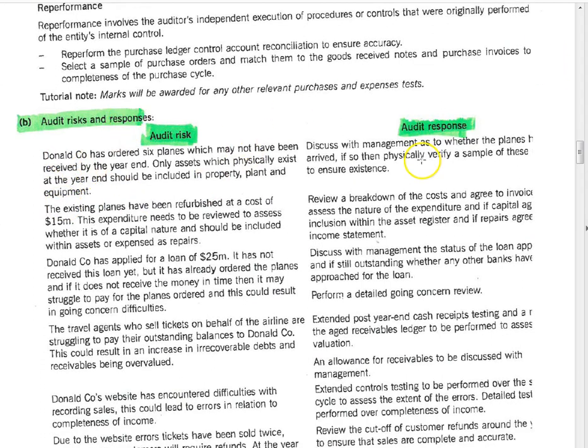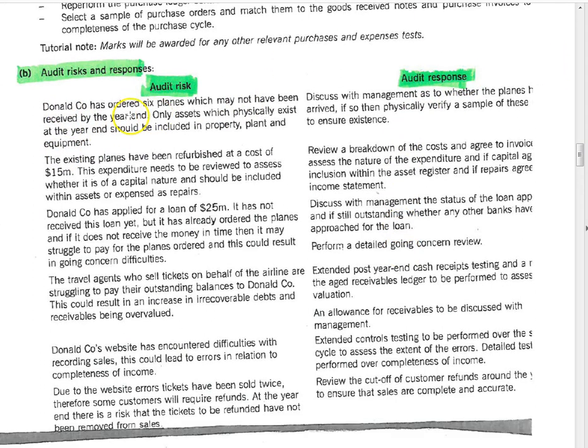Part B, audit risk, audit response. Now you don't have to do it in a table like this, but here is the first risk. And then here is the response. So you could do this across the page, the first one, and then do the response after. Even if there was part B1 and 2, or even if it asked them separately, you could still do them together.